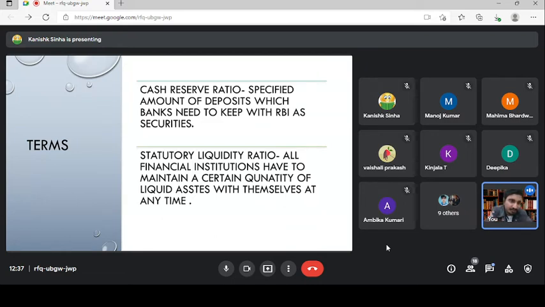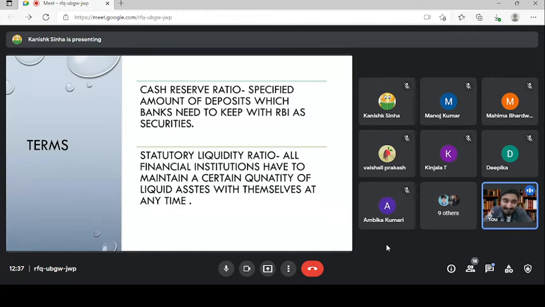This is the cash reserve ratio, guys. Cash reserve ratio is the amount of deposit, and statutory liquidity is, as the name suggests, liquid asset. The bank will be investing in gold, that is the government security. The remaining it will be giving as a loan to the common citizen, whether it is a home loan, personal loan, car loan, education loan, whatever it is. Okay.